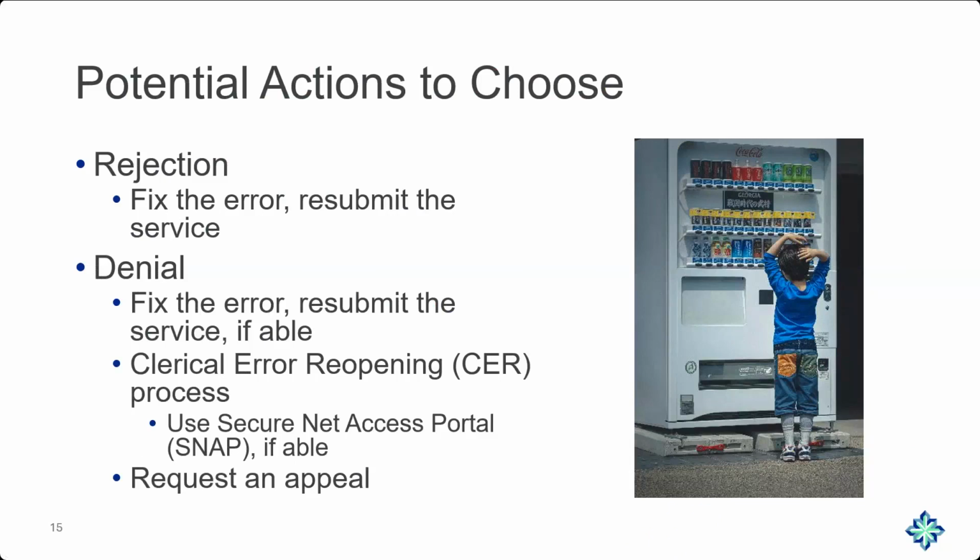You might use a process called the clerical error reopening, or CER process, to reopen the claim. CMS defines clerical errors as human or mechanical errors on the part of the party or the contractor. So for those clerical errors, those minor errors or omissions, you can consider that CER process. We do have a self-service option for reopening a Part B claim. It is available on the SecureNet Access portal.